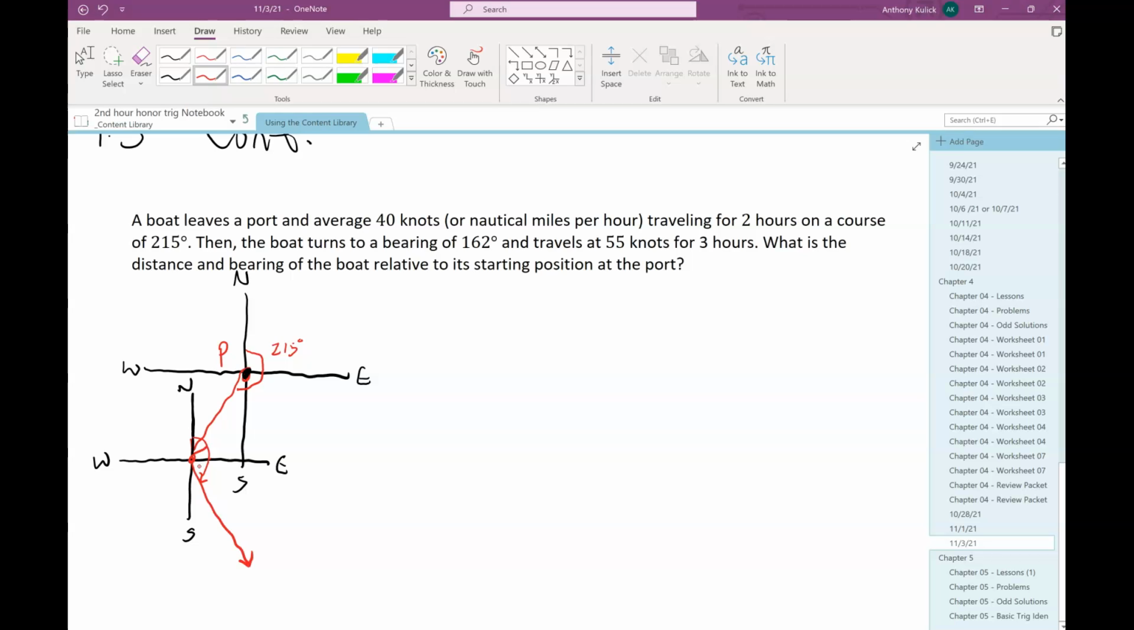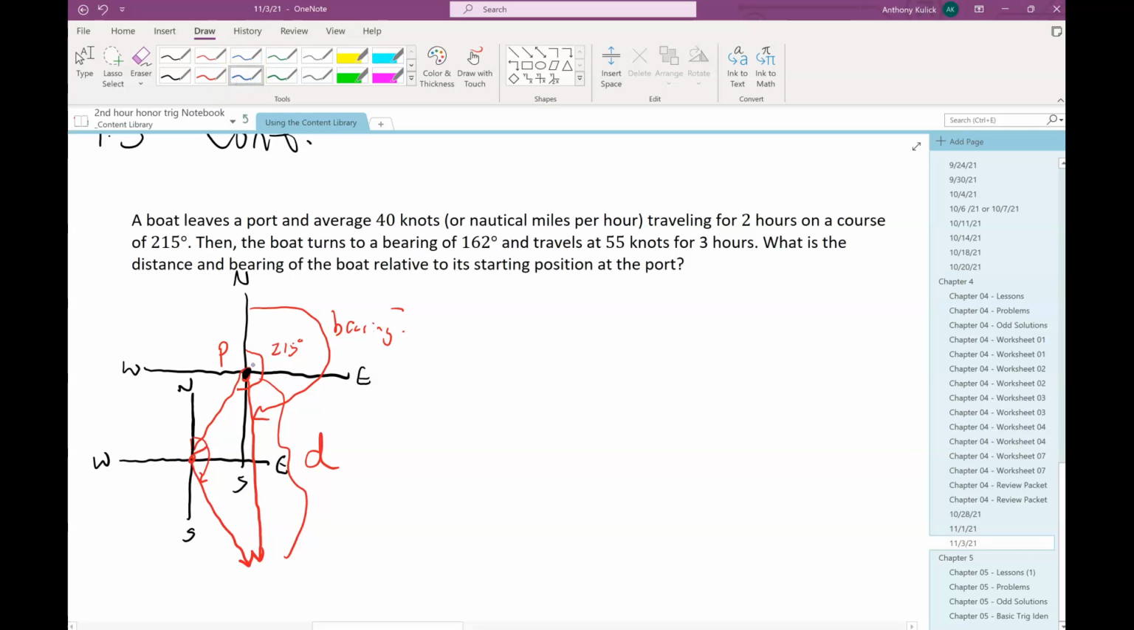And it's asking here for the distance and bearing relative to the port. So then we're looking for basically this bearing. And the distance is going to be like that length. Is everybody okay with kind of the description of what we're doing?